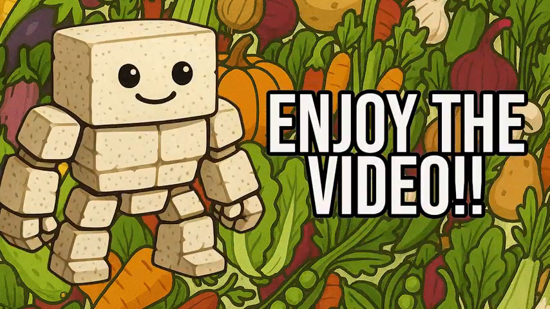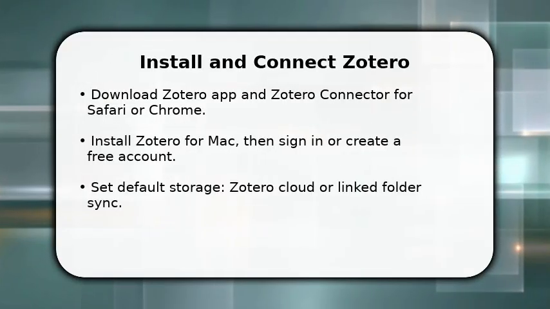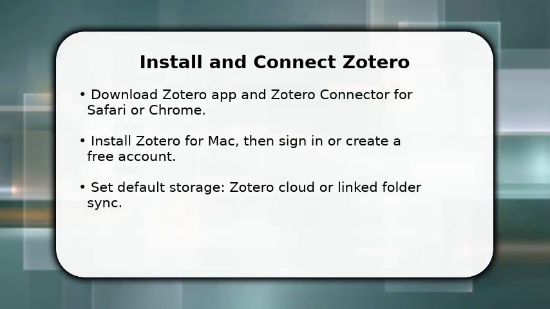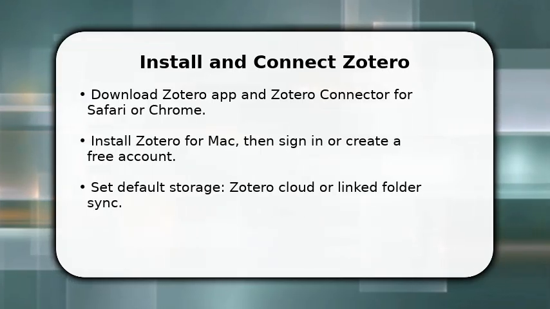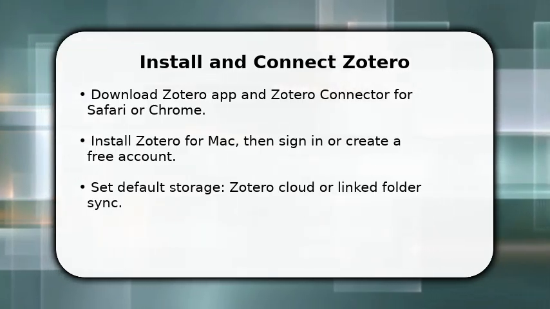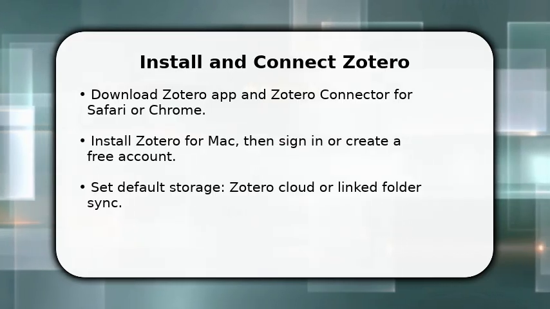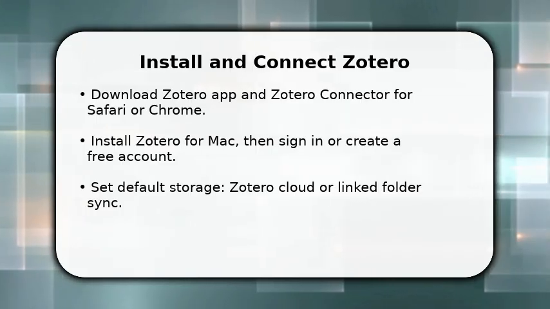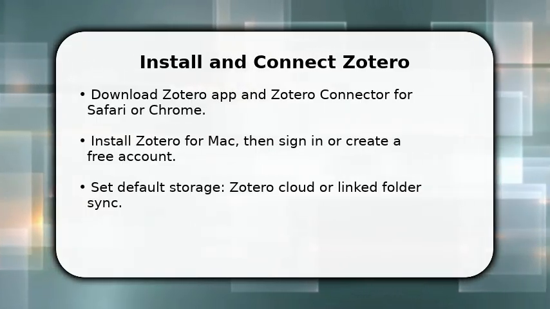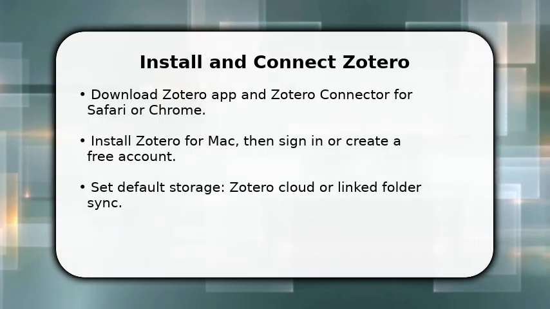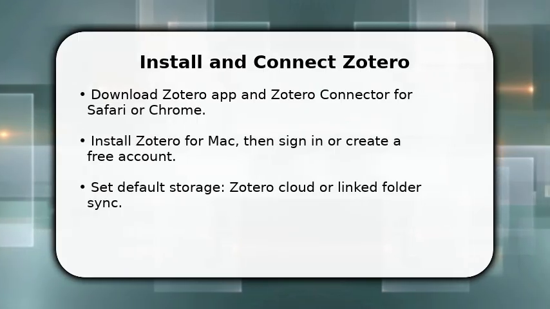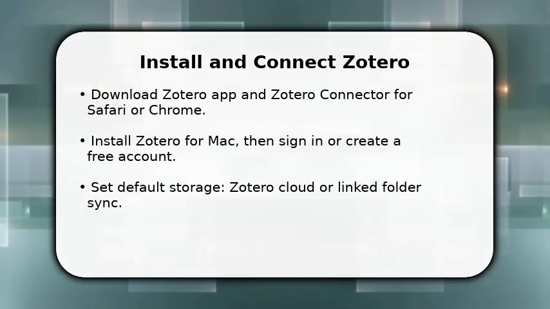Please enjoy the video. You start by installing Zotero and the browser connector so saving sources is instant. Open the Mac app, sign in to sync across devices, and choose whether to use Zotero Cloud or a linked folder for attachments. Once done, enable the connector in your browser and test with a single article. This verifies metadata capture. Make sure to set your preferred citation style in Preferences. That saves time when exporting bibliographies later.